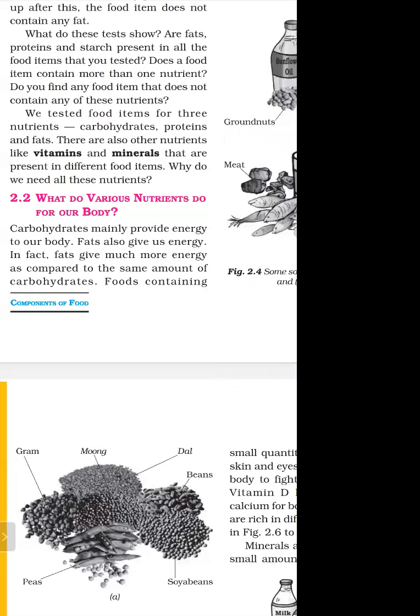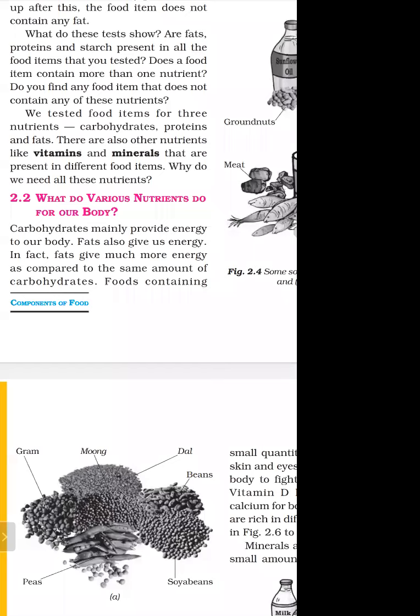Foods containing fats and carbohydrates are also called energy giving foods, because as we know, fats and carbohydrates are called energy giving food. And proteins are needed for the growth and repair of our body. Foods containing protein are called body building food. As we know, proteins are needed for the growth and repair of body.